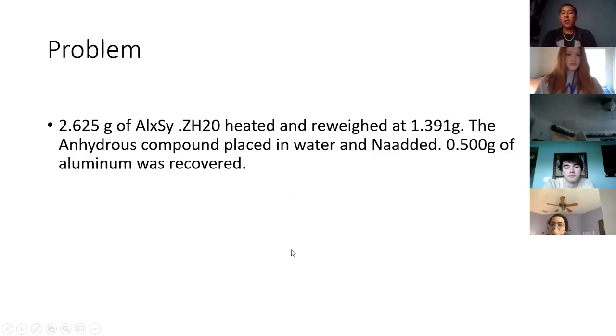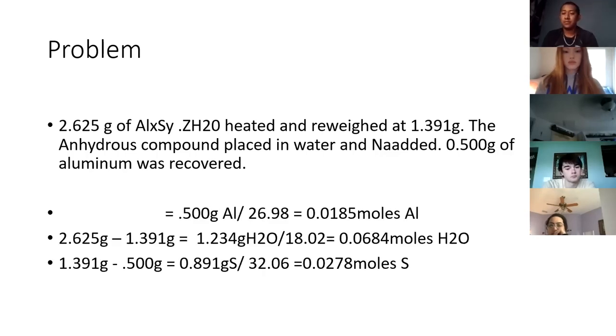Now, Alexis, what is the next thing I need to do? Turn the mass to moles. I'm going to take the mass of aluminum, divide it by its atomic weight, mass of sulfur, divide it by its atomic weight, and I'm going to take the mass of water and divide it by its molecular weight. I've now got the moles of all three things. So what do I do next?